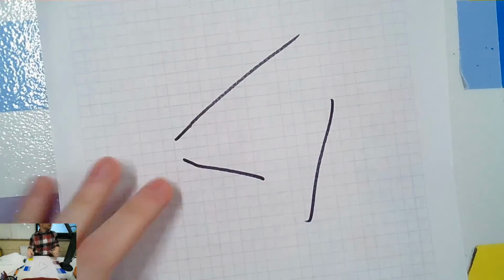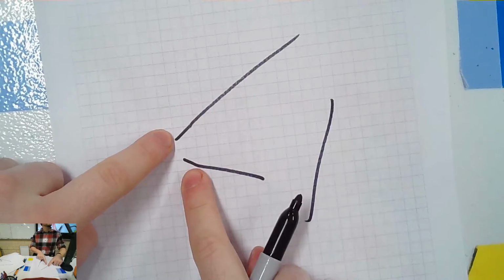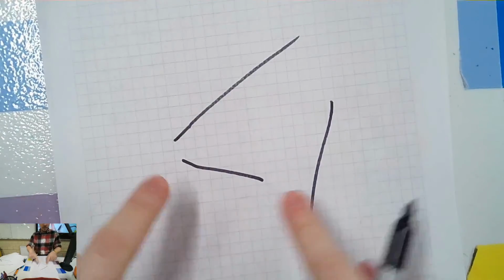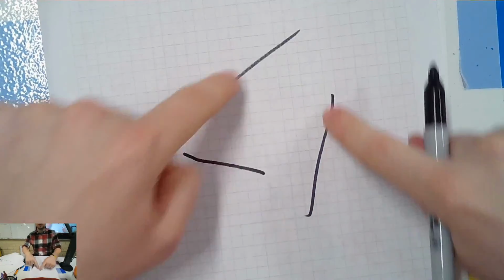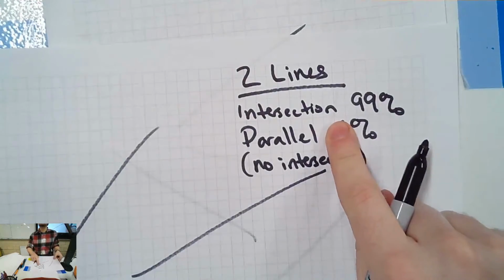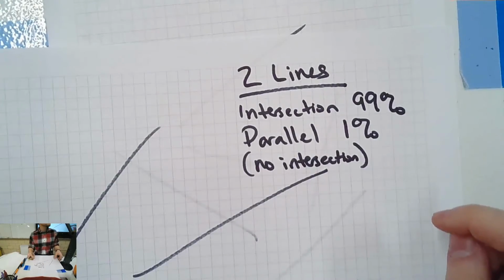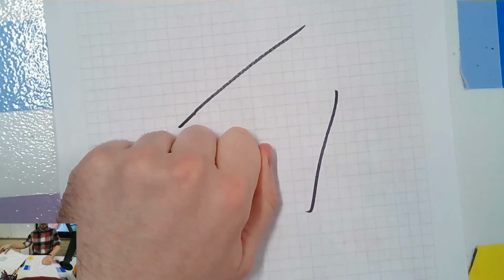What do you think is going to happen with 3 lines? All right, I'm going to draw 3 lines randomly. Now, do these 2 intersect? Yes, they will, right? Do these 2 intersect? Yes, they will. What about these 2? Yes, they will, right? So that makes sense. 2 at a time, the intersection's very likely, right?